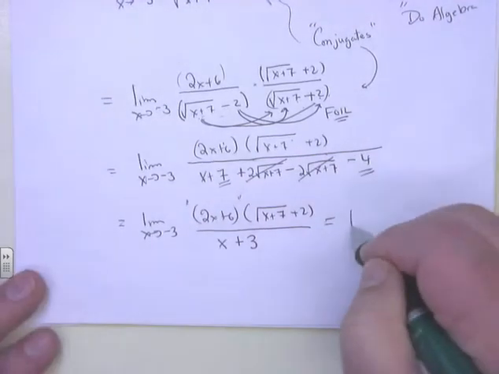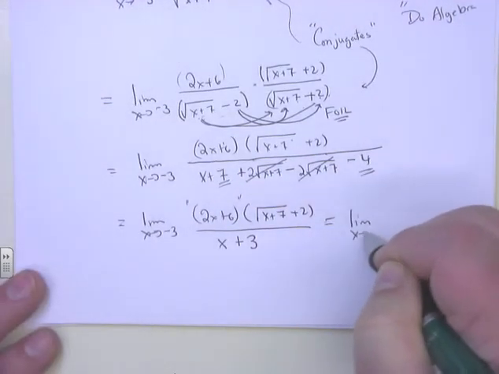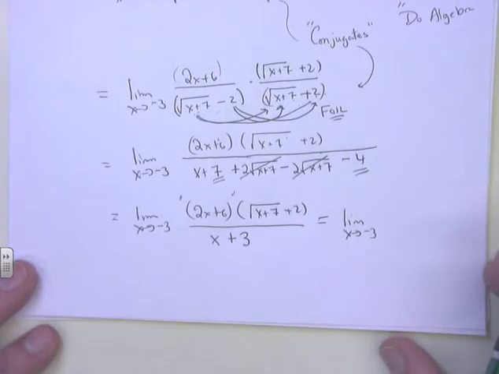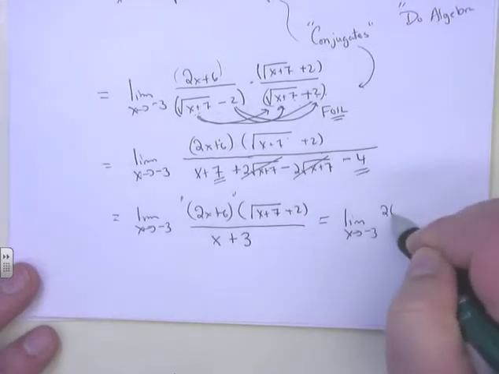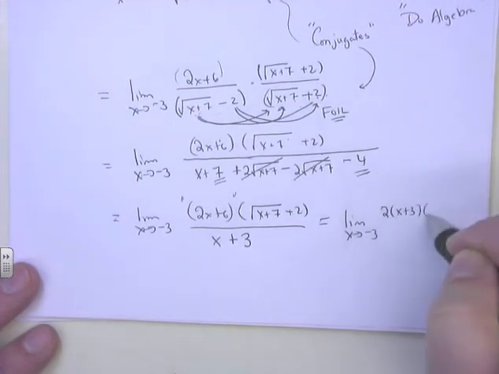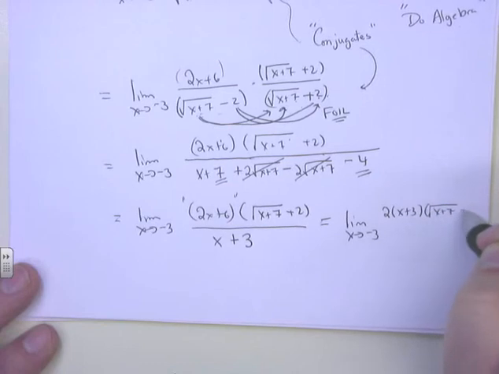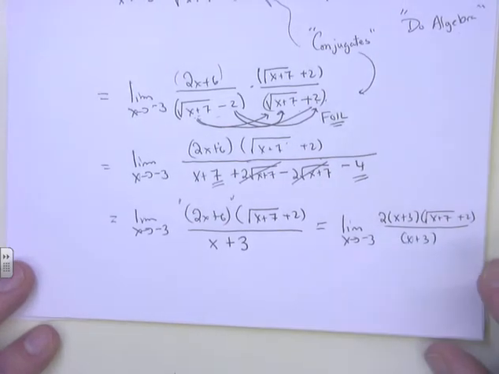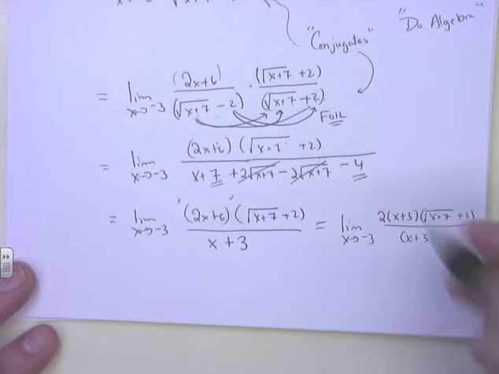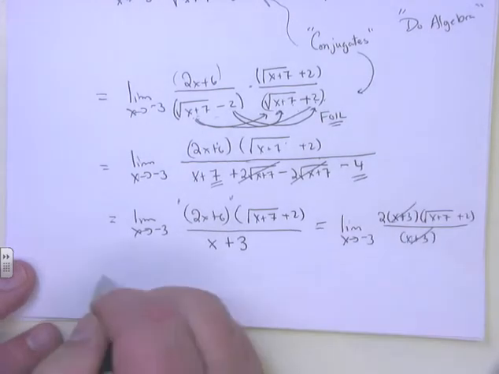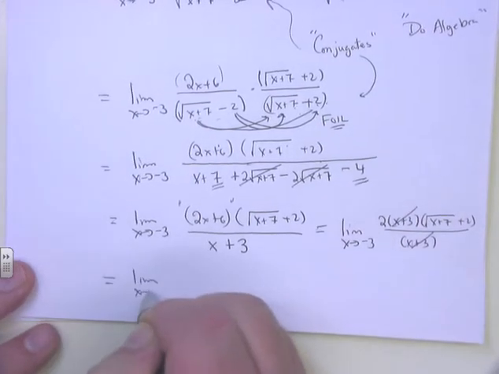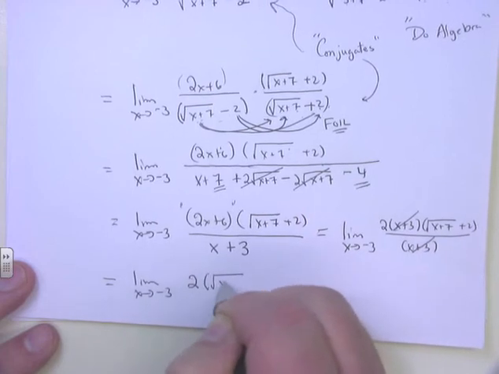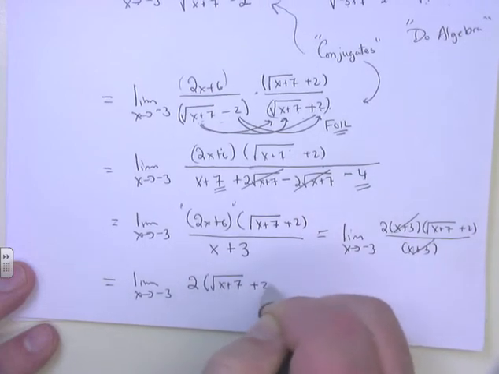So this would be, again, notice I'm writing the word limit every time until the point that I actually plug in the number. The limit as x approaches negative 3 of 2 times x plus 3 times the square root of x plus 7 plus 2 divided by x plus 3. What cancels now? X plus 3's. So this would be equal to the limit as x approaches negative 3 of what's left? 2 times the square root of x plus 7 plus 2. Right?